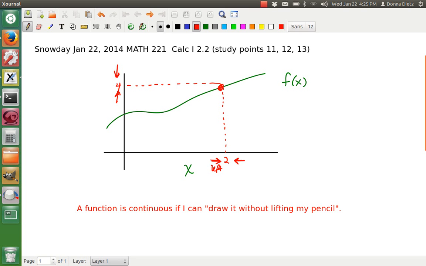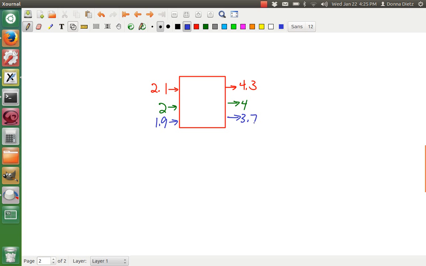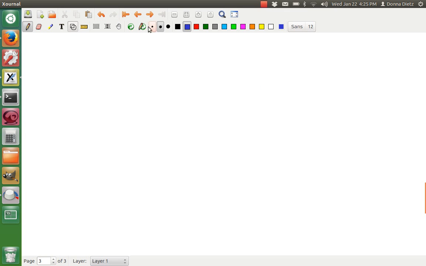Okay, I want you to think of the function as just a magic machine. Here's my function. So if I put in 2.1, maybe what I get out is 4.3. If I put in 2, maybe I get out 4. Maybe if I put in 1.9, I get out 3.7. Here's the function, and it's a mystery. What I'm going to do is show you a little bit of an epsilon proof to try to get this concept to sink in a little bit.